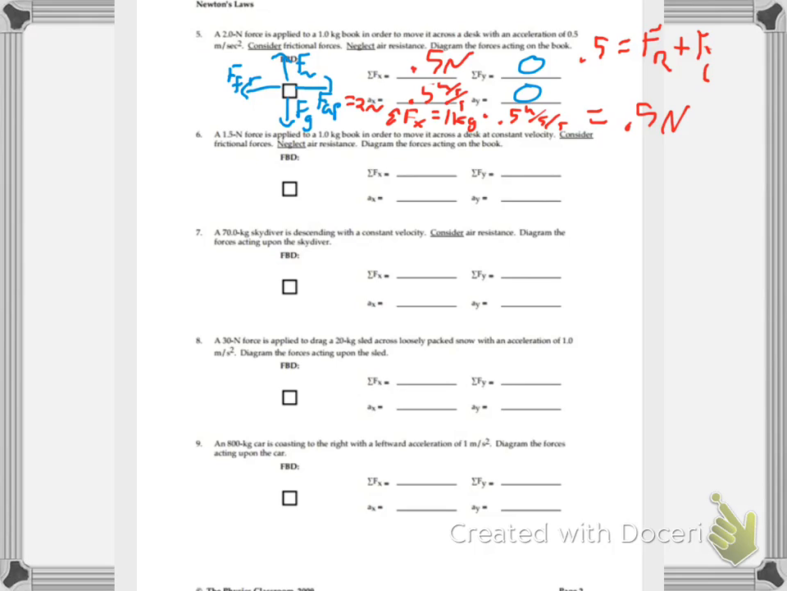Number 6, 1.5 newtons applied to move it across a desk at a constant velocity. So here we're going to have our applied force, normal force, force due to gravity, and we are considering friction. But we're moving at a constant velocity. Constant velocity means that our forces are balanced. So when our forces are balanced, the sum of them is 0 in each direction, which means that we have no acceleration.